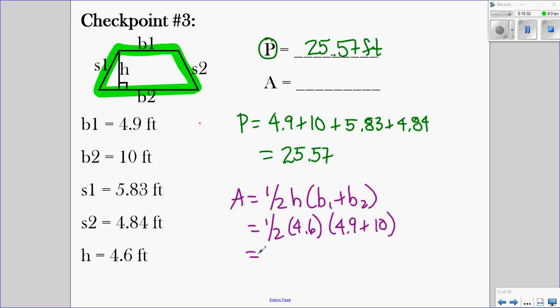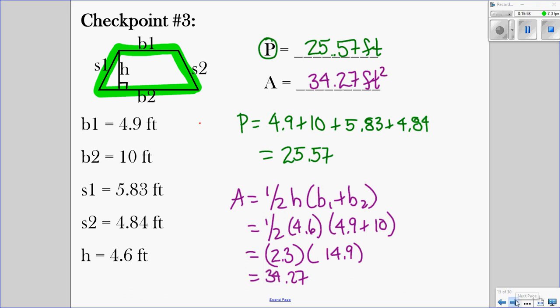We just add 4.9 plus 10. So half of 4.6 is 2.3. And then we add this, which would be 14.9, and multiply it. 2.3 times 14.9 gives us 34.27. So the area is 34.27 square feet.